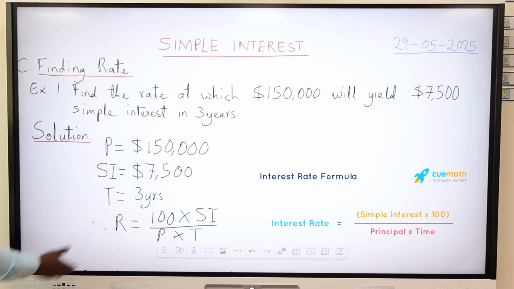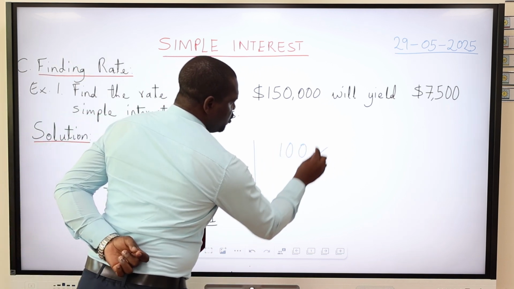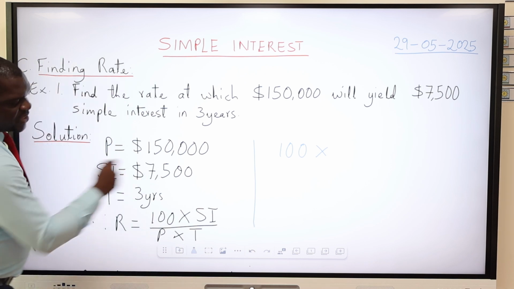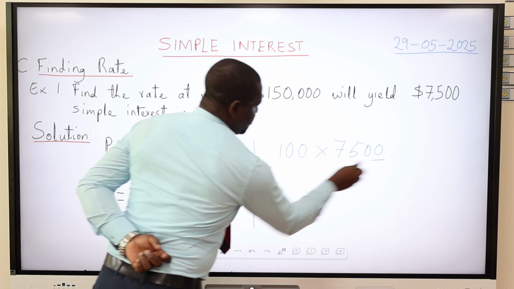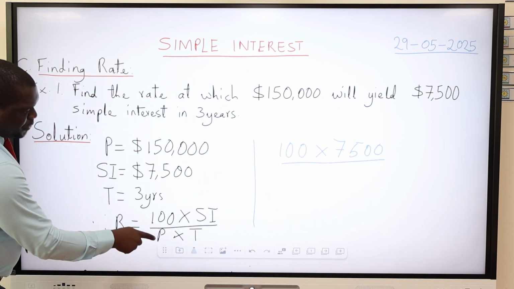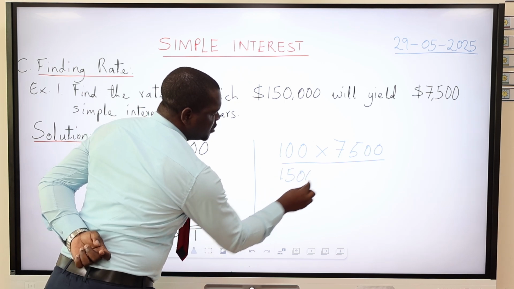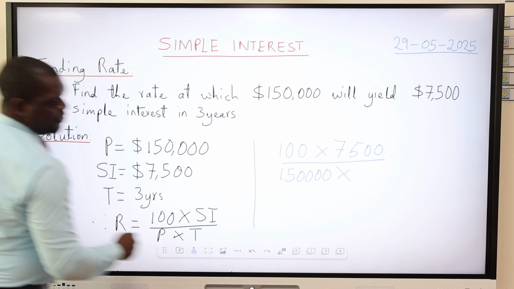With this, we can substitute. 100 remains 100. You multiply that by the simple interest. Our simple interest here is 7,500. So we put here 7,500 and we divide all this by the principal. The principal amount is $150,000, and that is equally multiplied by the time, which is 3 years.